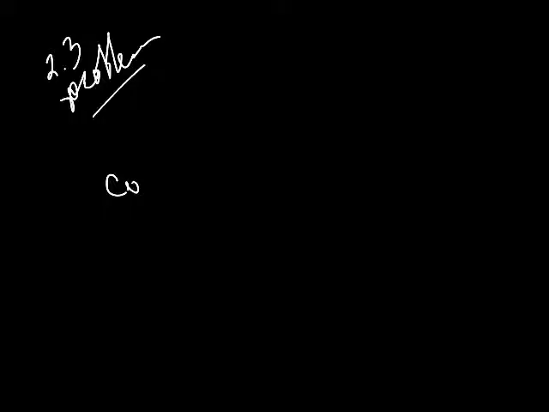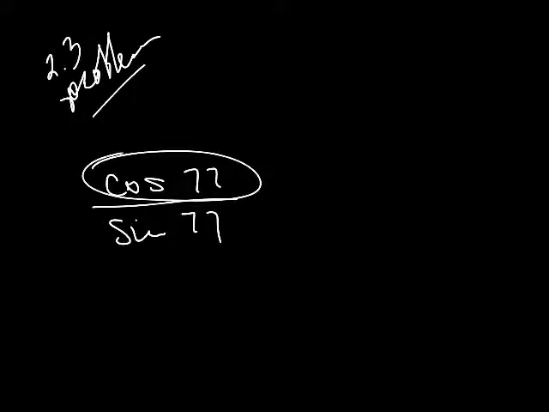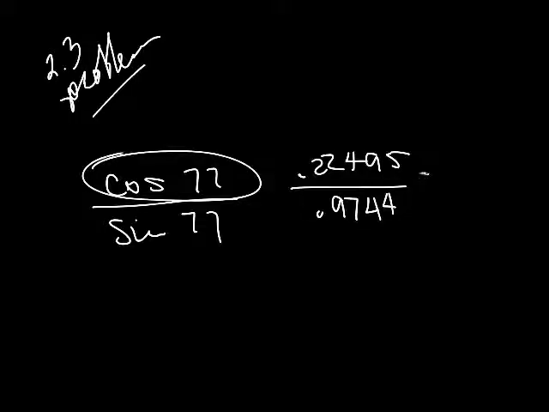If you look at 19, though, it says the cosine of 77 over the sine of 77. So you're going to take your calculator and find the cosine of 77 and put that over the sine of 77. So cosine of 77 is 0.22495, and I'm going to divide that by the sine of 77, which is 0.9744, and that's going to give me for an answer then 0.2310. So that's what they're looking for there.